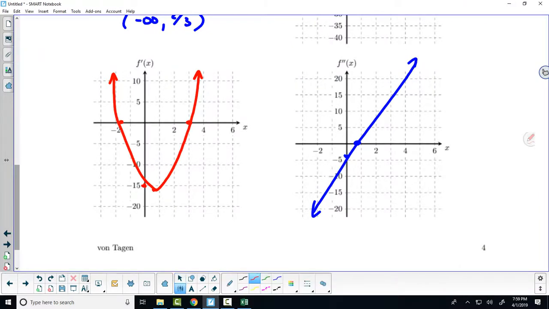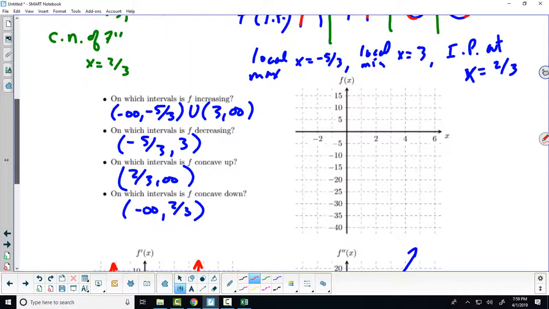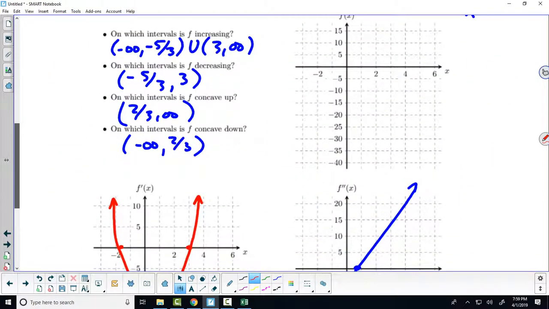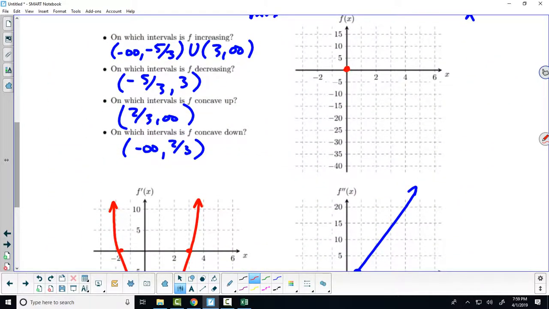So now we're back to the original function. By the way, we could have factored the original function. It would have factored as x times x minus 5 times x plus 3. So we can go ahead and put in the zeros at x equals 0, at minus 3, and at positive 5. What else do I know about this function? Well, I know that from minus infinity to minus 5/3, it's going to be increasing.